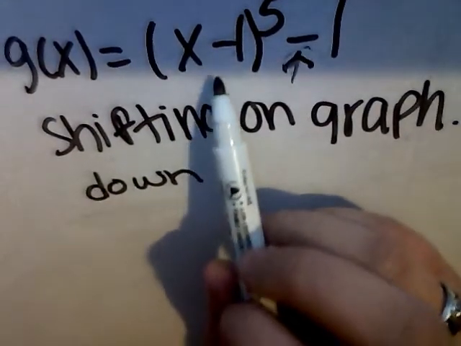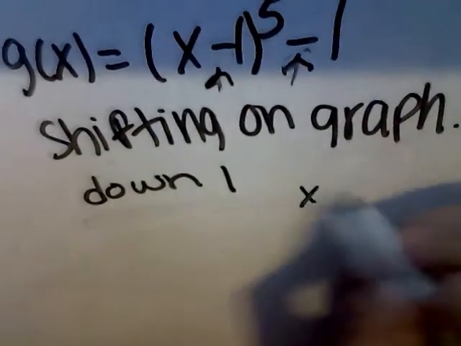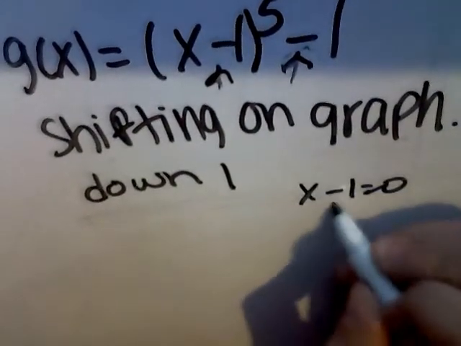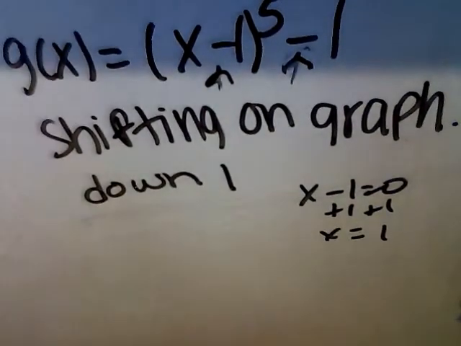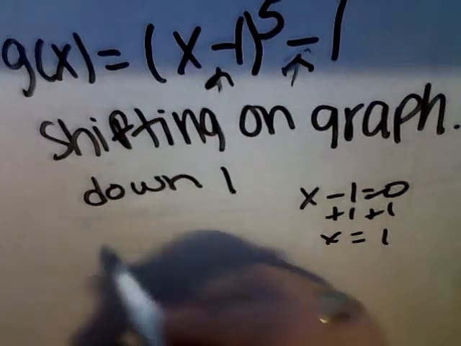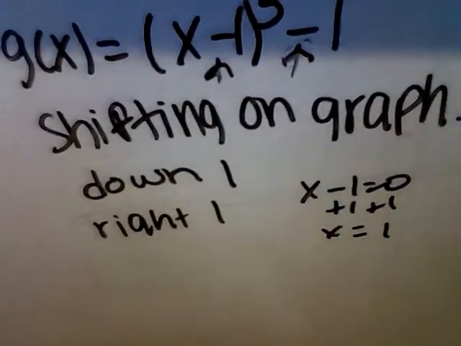and with this minus one, to figure out where it goes, usually you can set it equal to 0. This is x equals positive 1. It's going to go right on the graph. Right one.